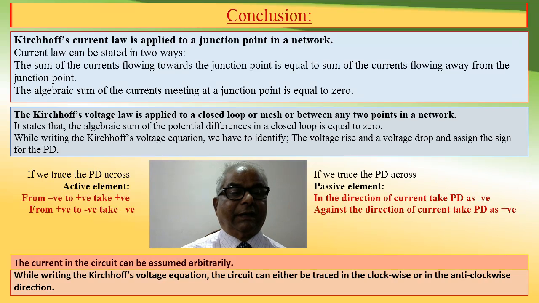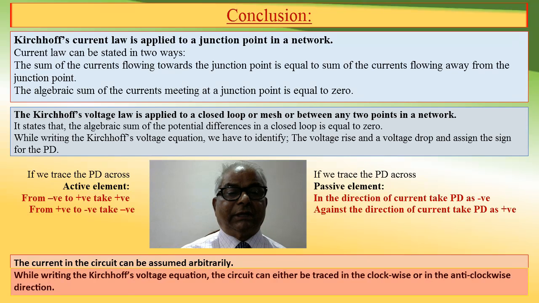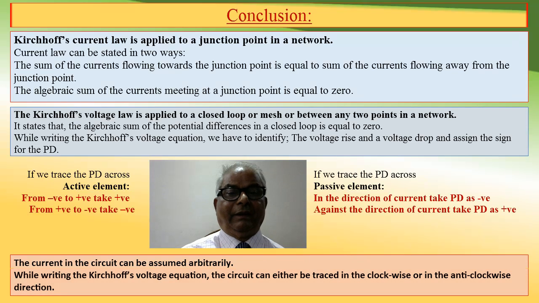And remember, the current in the circuit can be assumed arbitrarily. While writing the Kirchhoff's voltage equation, the circuit can either be traced in the clockwise direction or it can be traced in the anti-clockwise direction. The result obtained will be the same. Hope you understand these concepts very clearly and you are confident in writing the Kirchhoff's equations correctly for a given network, for which we will consider a simple example and write the Kirchhoff's voltage equations in the next discussion.